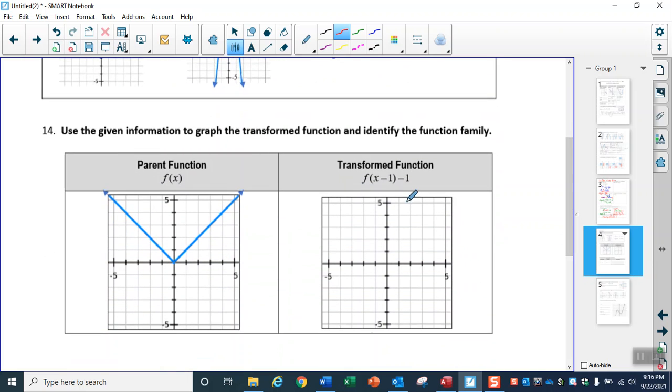And then on 14, I'm going to shift this over. So this means I'm going to go to the right one. So I'm going to take this point and move it to the right one. I'm going to move all these points to the right. And I'm also going to move it down one. So let me erase that. So I'm going to go to the right and then down. But everything else is the same. It's a translation, so it's the same shape.